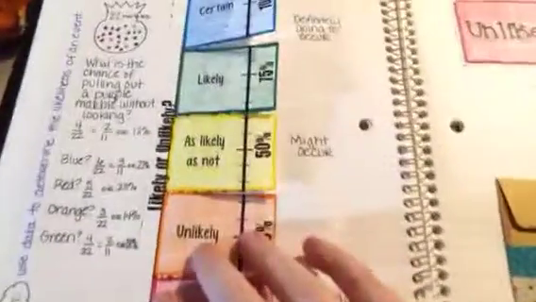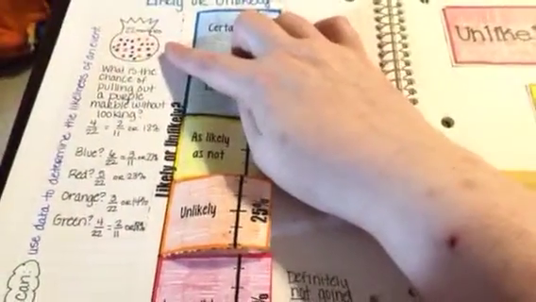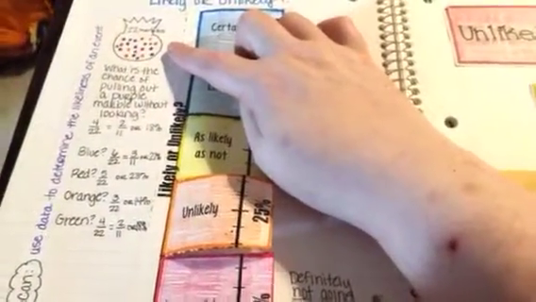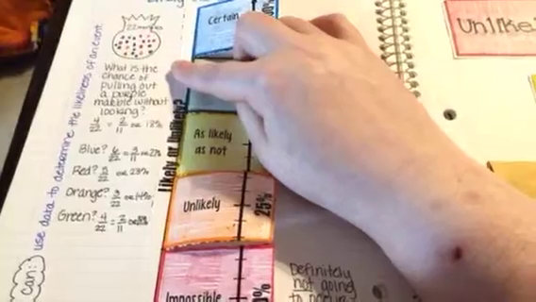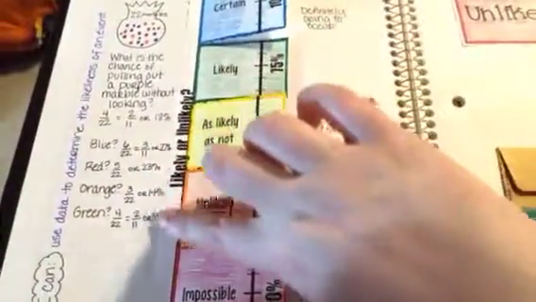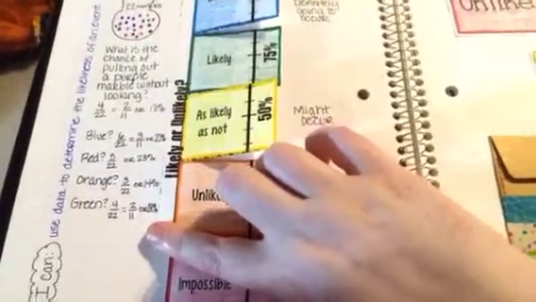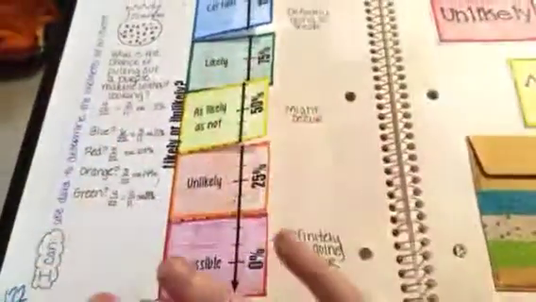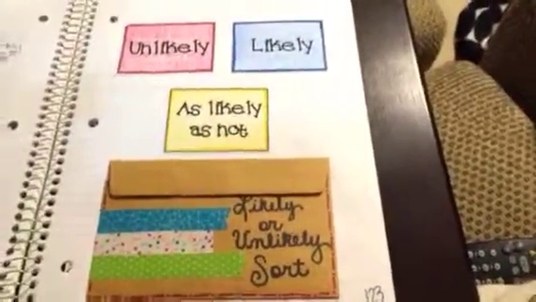And then over here, what we did is we drew a bag of marbles. We did random colors in them, and then we found the chances of pulling out each color without looking. We went through and created the ratios as well as the percentages. So that's a good lesson before going into the likely and unlikely sort.